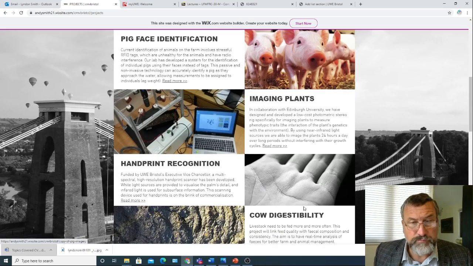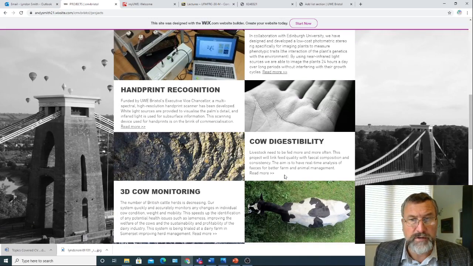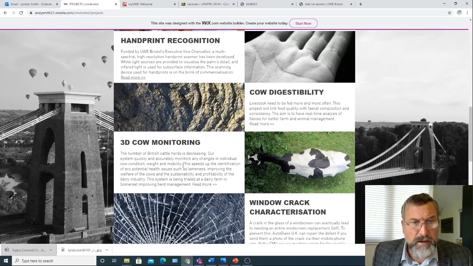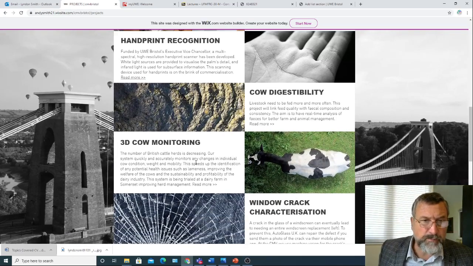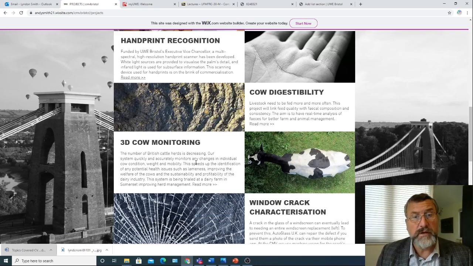Gary did a work on cow digestibility, which was with Aberystwyth University, which went pretty well. I was working on this one, which was with the company down here in Somerset, looking at cow monitoring. So we developed a system that uses 3D cameras to measure the condition of a cow, which actually is very important because it's related to how healthy they are, and the farmer wants to keep them in maximum condition to get the maximum milk out of them. So this system measures them as they go through into the milking parlour.